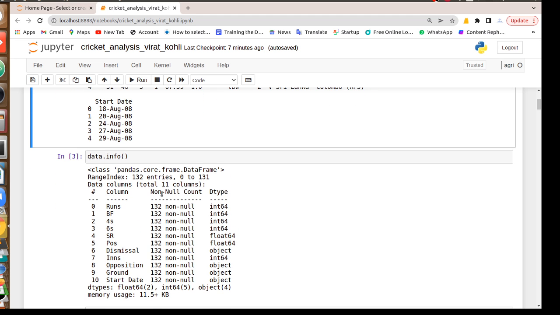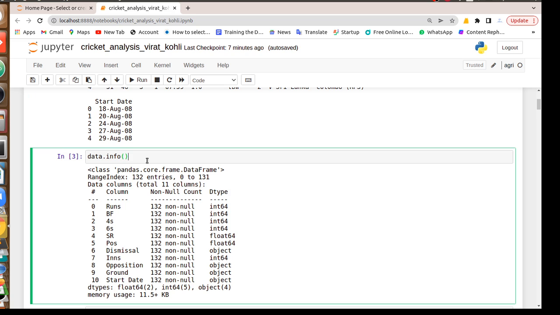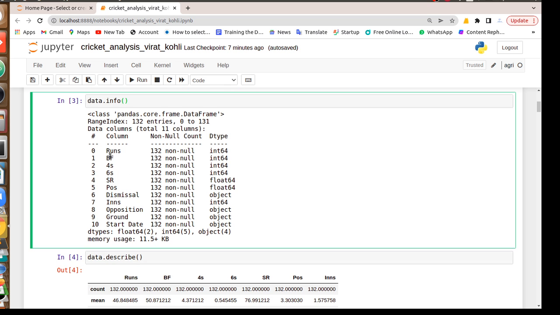And after that, the most important step is this data info, which tells us what the columns are and what type of data each contains. Runs is an integer, best performance is an integer because it is in numbers, fours is in numbers, strike rate is a float, dismissal is an object, innings is an integer, opposition is an object, ground is an object. Object is nothing but strings. Ground names are there, opposition team names are there, and start date is an object.